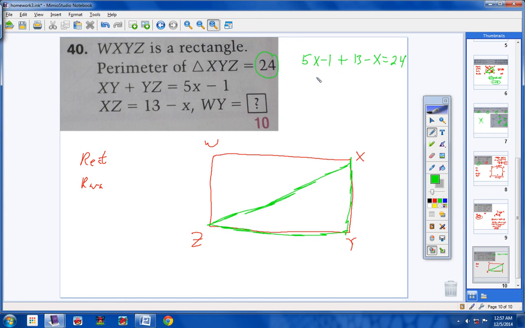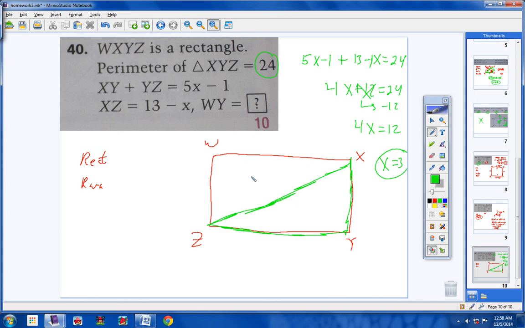Let's go ahead and simplify this left side. 5x minus 1x would be 4x. Negative 1 plus 13 would be 12. Okay, next we're going to bring the 12 over and make it a negative 12. So we're left with 4x equals 12. Divide both sides by 4, x equals 3. Okay, now it's not our answer, but we're getting closer. Now watch this carefully, students, and we're done. This is it, watch.